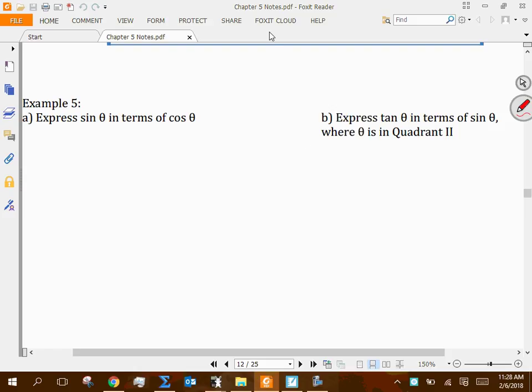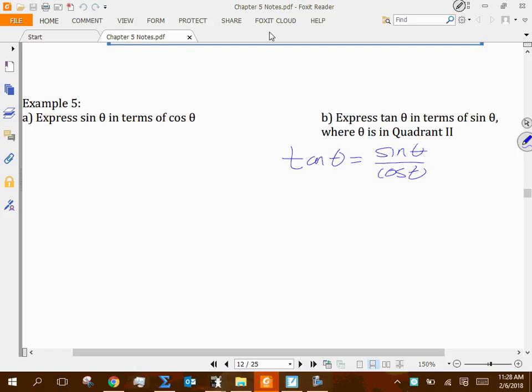So I'm going to start off writing that. Get it up there on my tablet. Tangent of theta is equal to sine of theta over cosine theta. So right now I've expressed tangent in terms of sine and cosine, right? I want it just to be in terms of sine. So I need to get rid of the cosine, right?